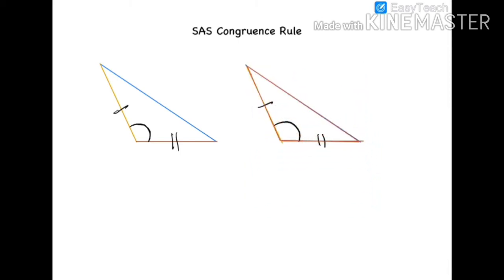So when we are given these three parts, we can say that these two triangles are congruent by applying SAS rule. Notice that the angle is contained between the two equal sides.